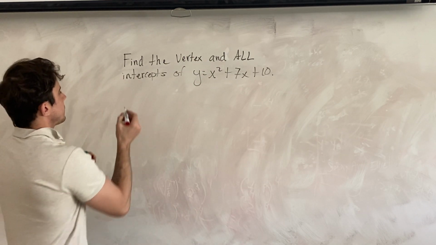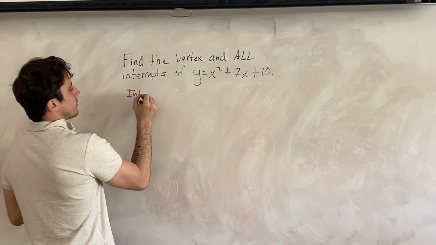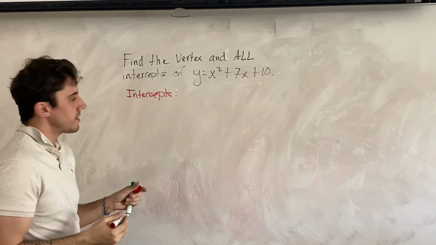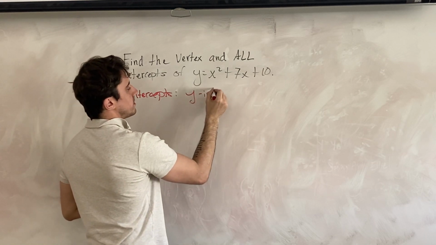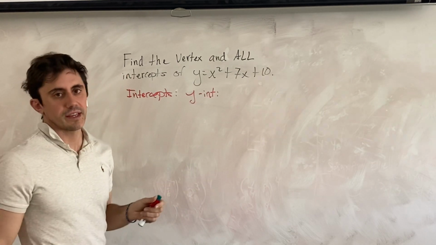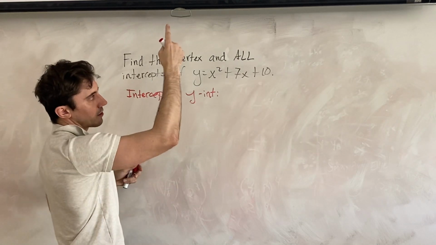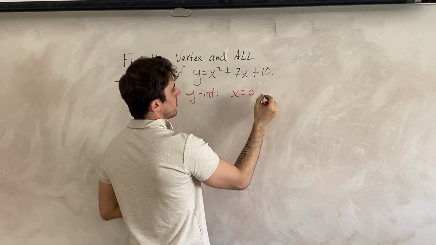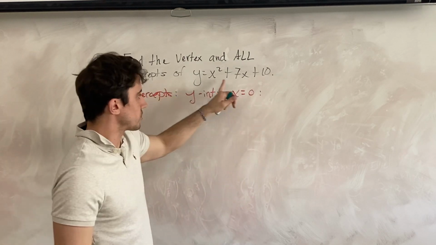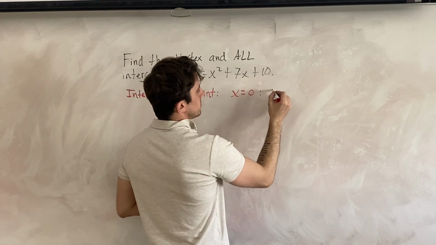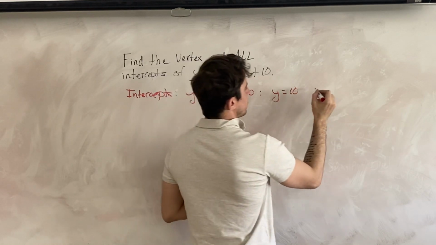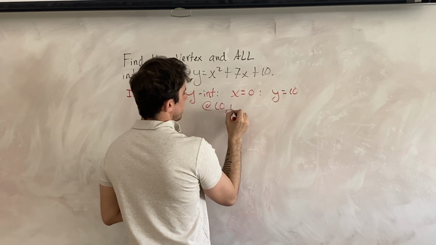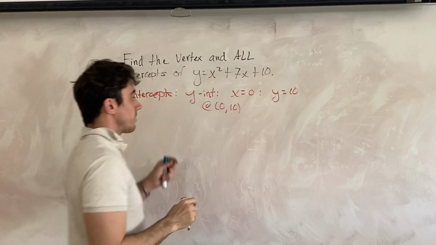As far as the intercepts go, the first one that I always find, the easiest one, is the y-intercept, right? The y-intercept we find by simply plugging in x equals 0, because that's when our function crosses the y-axis, when x is 0. So, when x is equal to 0, y is equal to 0 squared plus 7 times 0 plus 10. So y is equal to 10. So we have a y-intercept at 0 and 10, right?